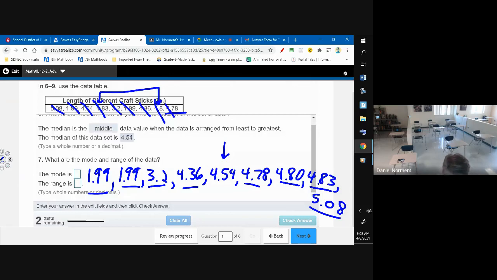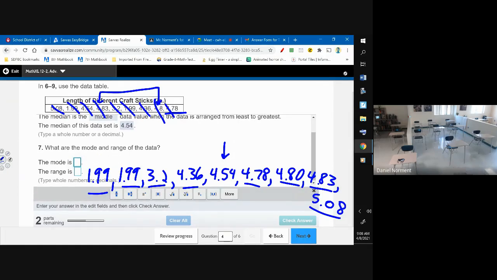Okay. So mode is the most often number. I see only 1 number twice. I'll give you 5 seconds to see if you see it as well. It's the very first number that we put.